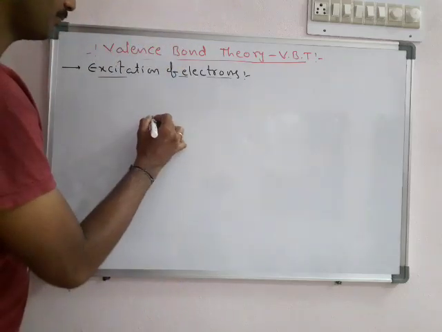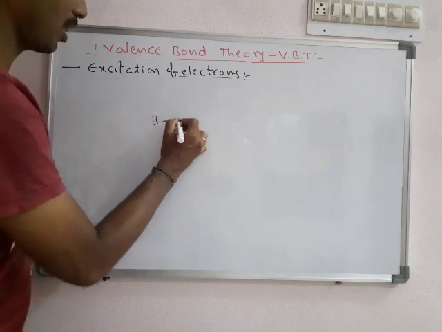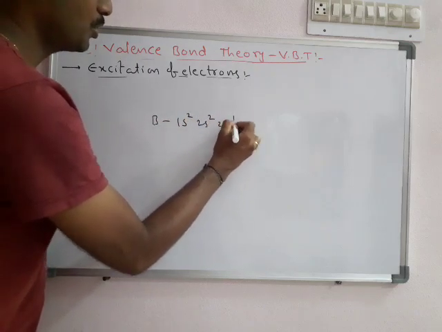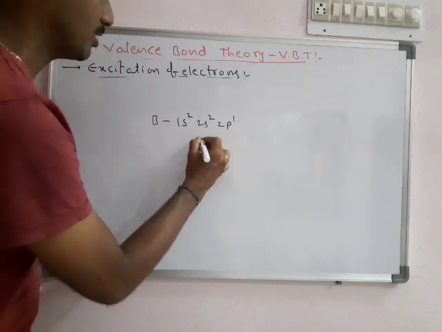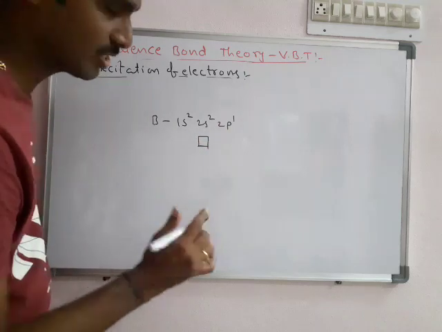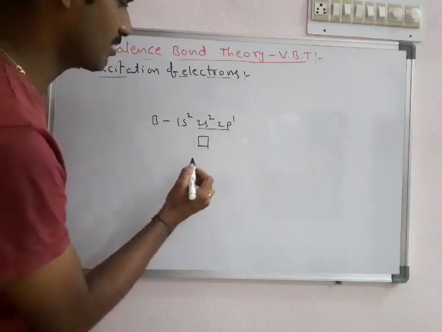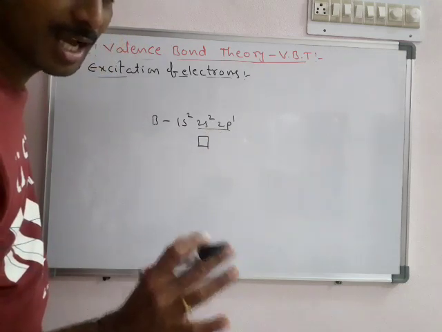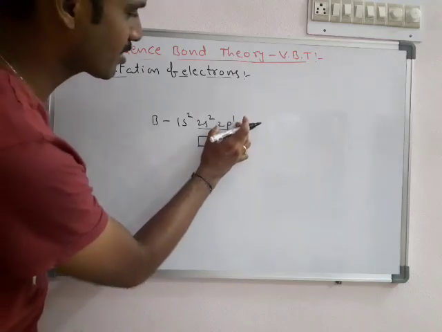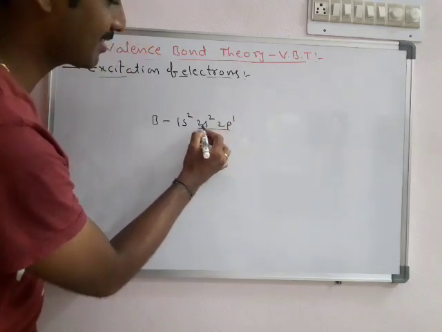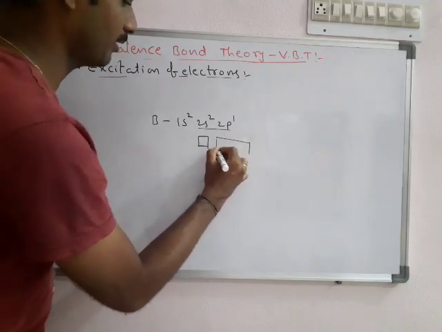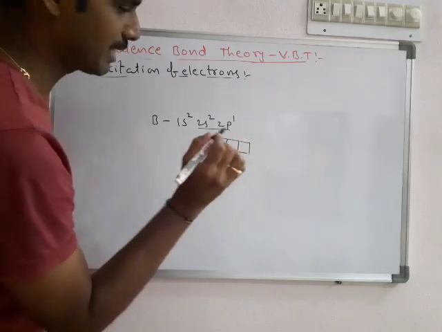For example, in boron, what is boron? It is 1s2, 2s2, 2p1. So 2s2 means I am writing about the valency shell. The second shell is the valency shell. The highest number shell is called the valency shell. So 2s2, 2p1, where p generally has 3 boxes.